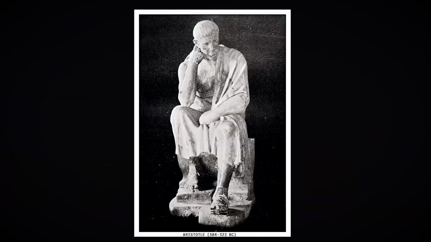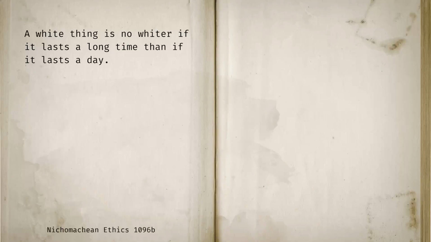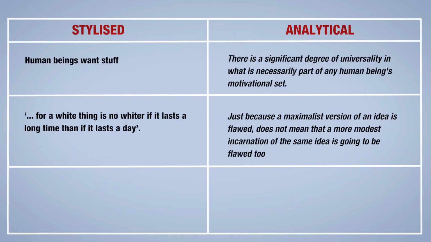Take another example that's now not made up. Aristotle, in the Nicomachean Ethics, famously discusses Plato's form of the good. And against Plato, he says, look, a white thing isn't going to be any more white if it's white for an eternity than if it were white for a single day. Imagine the analytically transparent version of that. Just because a maximalist version of an idea is flawed does not mean that a more modest incarnation of the same idea is going to be flawed too.